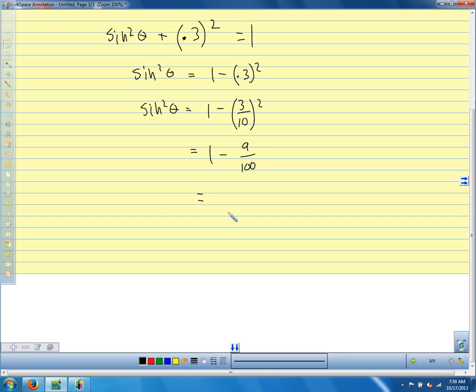1 minus 9 100ths is what? As a fraction. 91. 1 is 100 hundredths. So subtract 9, I get 91 100ths. And now I can find sine theta. Sine theta equals the square root of 91 over 100. And I can rewrite that as square root of 91 over 10. So there's my exact value of sine theta, knowing that cosine theta is 0.3 or 3/10.